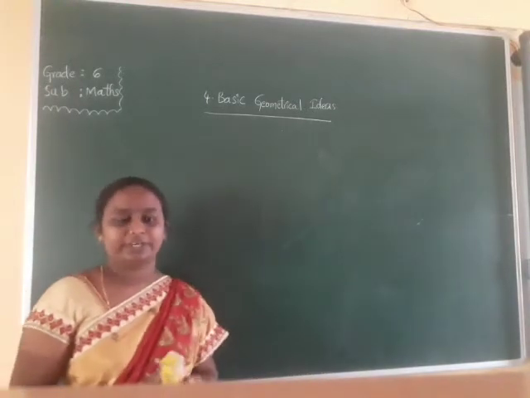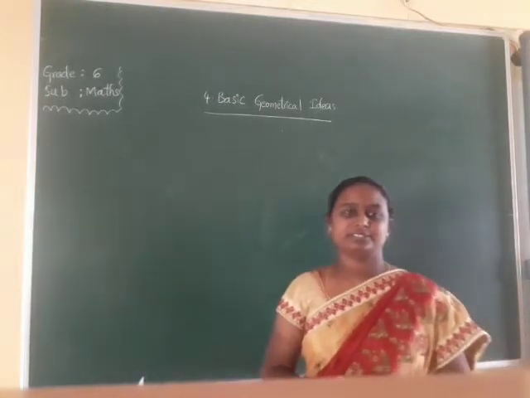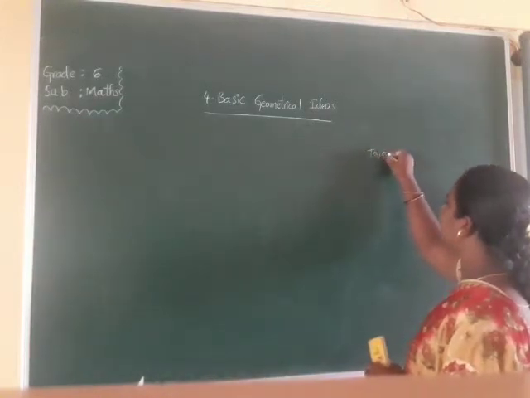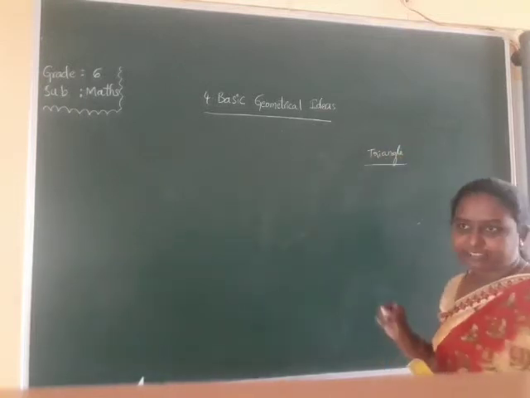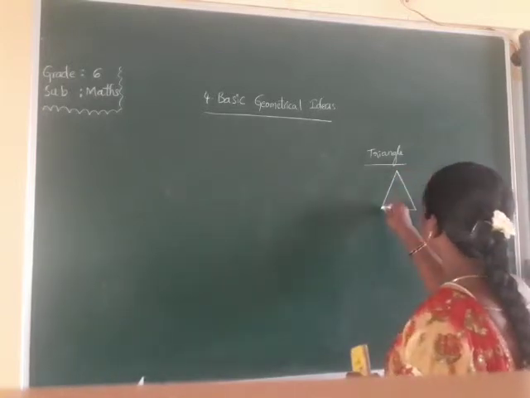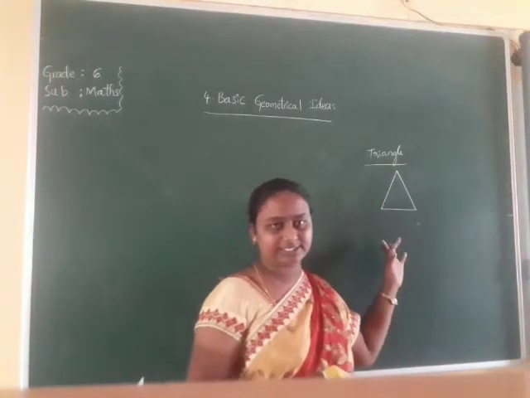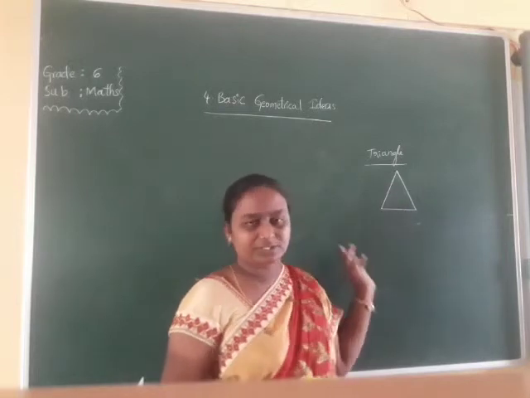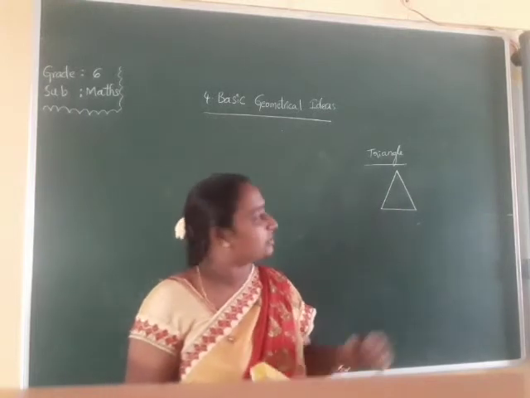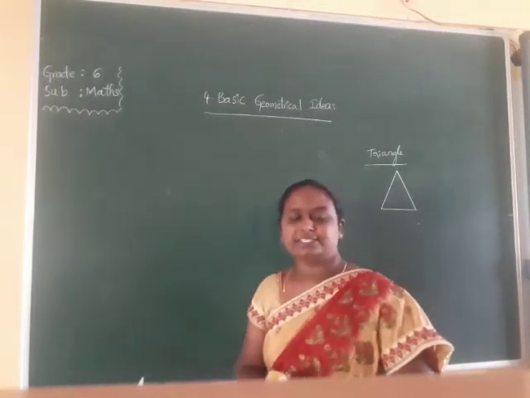Last class, what did you learn? In the last class, we learned about triangles. What is meant by a triangle? A triangle is a closed figure formed by joining three line segments. It contains how many sides? Three sides. So then only we say it is a triangle.